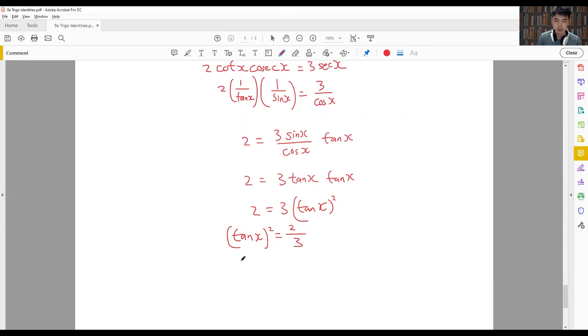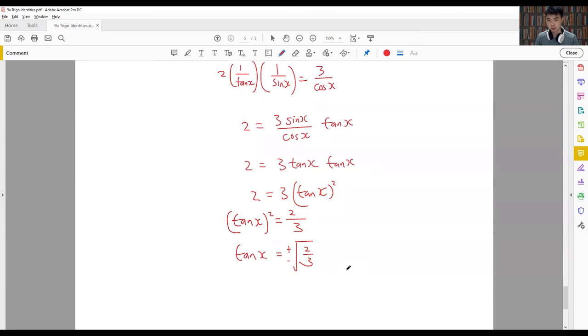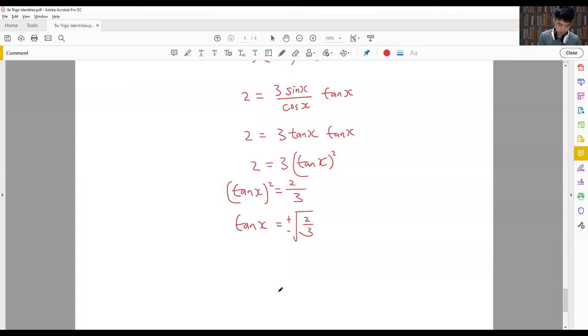Bring the square over. Tangent x will therefore equal the square root of 2 over 3. When you bring a square over and it turns into a square root, you must remember that it can have either positive or negative values. So in this case, we will most likely end up with 4 answers. Now inverse this value. Let's do it with the positive one first. Positive square root of 2 over 3, inverse tangent to find x. Then x will equal inverse tangent of the square root of 2 over 3.